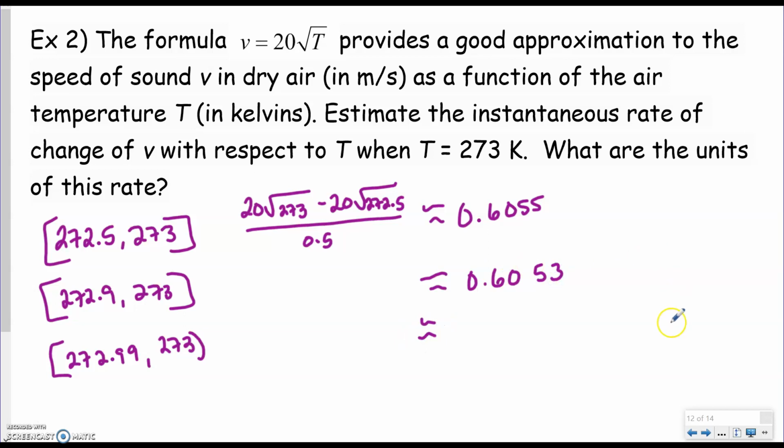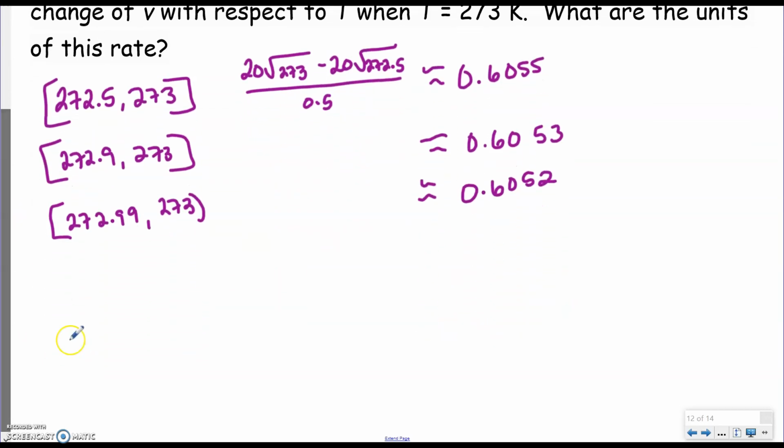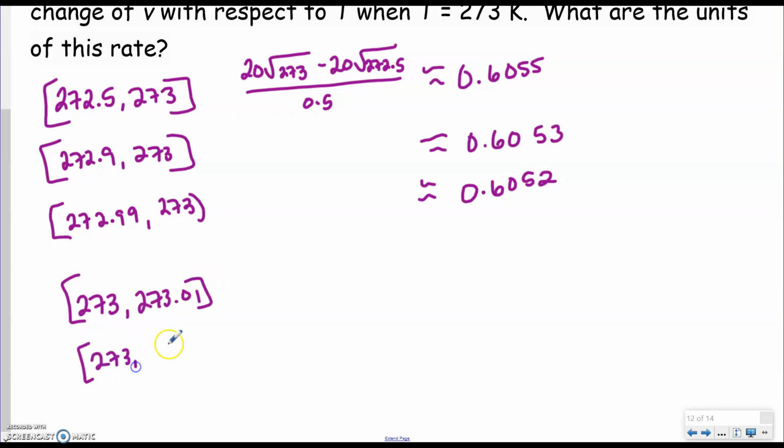And, nope, that's the wrong one, sorry. 0.6053 if I round. And then the last one is 0.6052. So that's from the left side. From the right side, I could also go from 273 to 273.01. Or from 273 to 273.1. Okay, and I'm kind of making the intervals bigger.